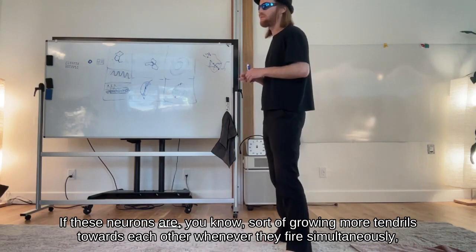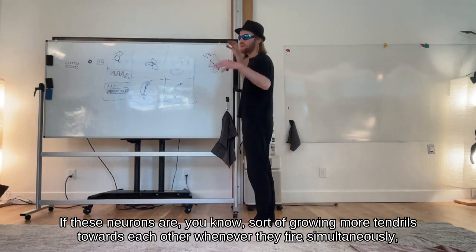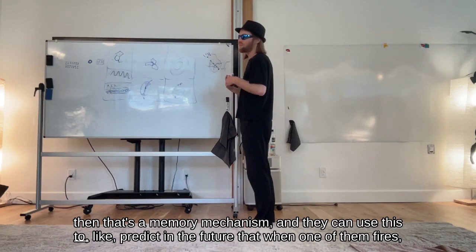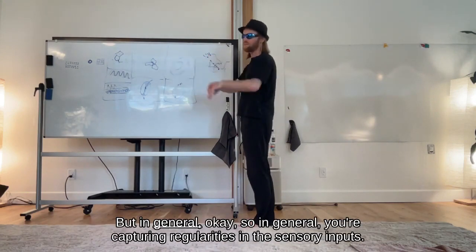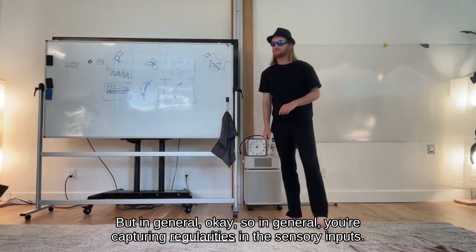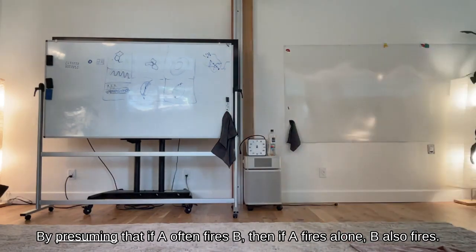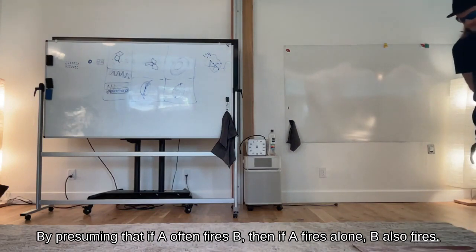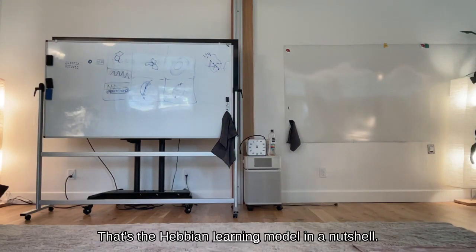If these neurons are sort of growing more tendrils towards each other whenever they fire simultaneously, then that's a memory mechanism, and they can use this to predict in the future that when one of them fires, the other one is going to fire. But in general, you're capturing regularities in the sensory input. Correct. By presuming that if A often fires with B, then if A fires alone, B also fires. Yep. That's right. That's the Hebbian learning model in a nutshell.